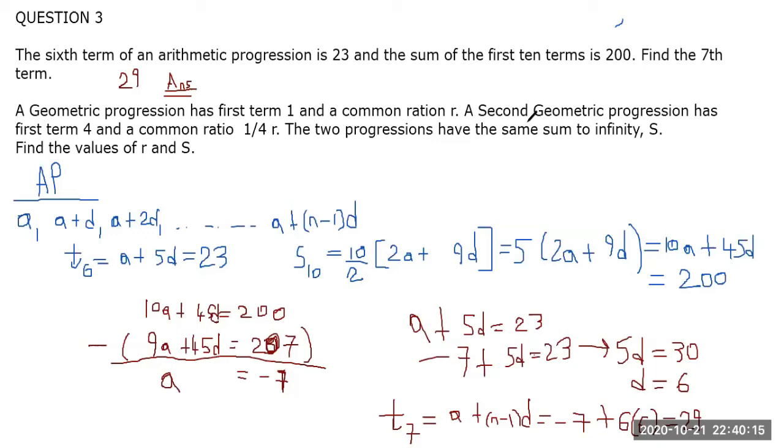All right, now we're going to look at the second part. The second part gives us a geometric progression that has a first term of 1 and a common ratio of r. A second geometric progression has a first term of 4 and a common ratio.